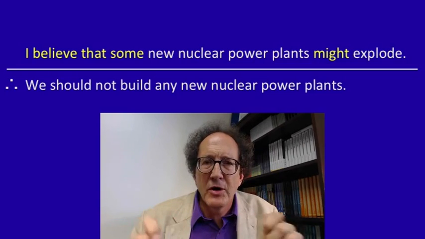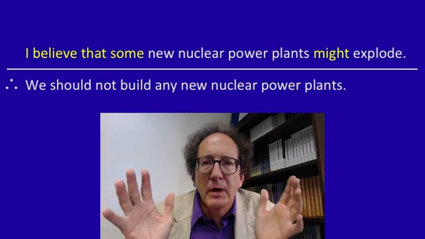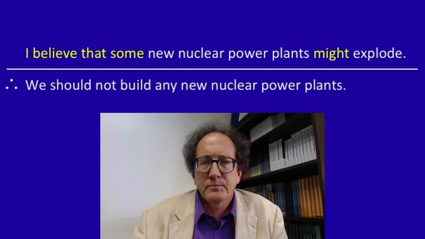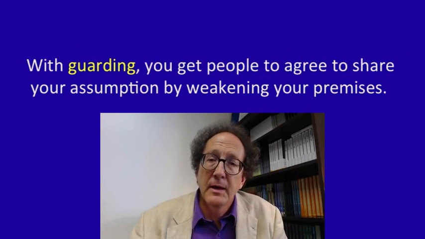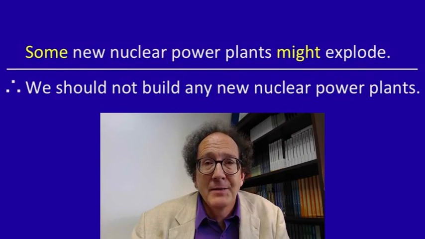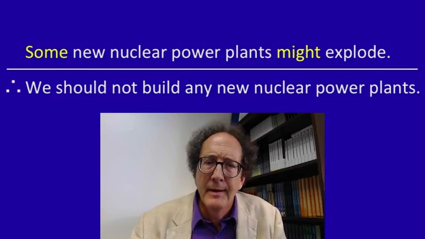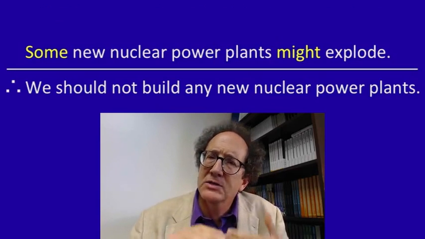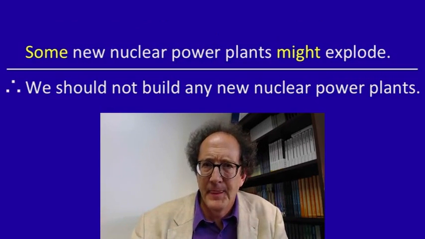It enables you to start an argument with that premise if other people agree that it's true because it's so weak. You get them to agree to share your assumption by weakening your premises. Now, of course, what happens is someone says, wait a minute, they might explode, sure, and the sun might not come up tomorrow. All kinds of things might or might not happen. Might's too weak to establish that we shouldn't have new nuclear power plants. So what you're suggesting is not just that it might happen, but that it's likely to happen.